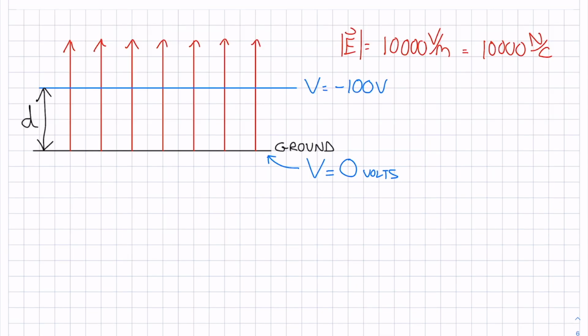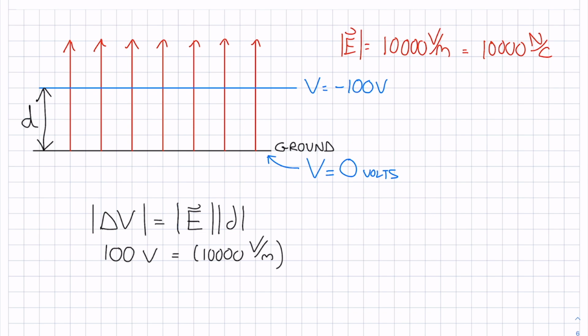So we know the formula. You can see that delta V, the magnitude of it, is going to be the magnitude of the electric field times the magnitude of the distance. I'm using magnitudes here because really to use vector properties to do this, you would have to do something called the dot product, and that gets a little above the math for an introductory physics level. So what we're looking for here is basically a change of 100 volts. The magnitude of the electric field is 10,000 volts per meter, and distance d.